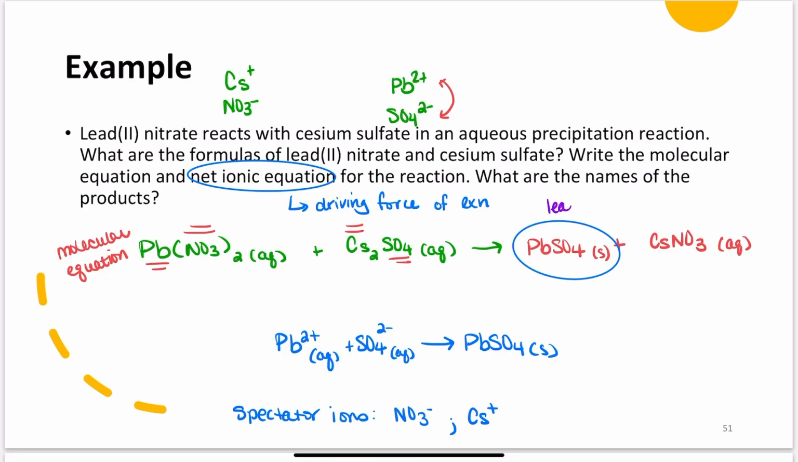So your products here, this is called lead 2 sulfate. Lead has multiple oxidation states, so we have to emphasize which one it is, and it is the lead 2 plus state, lead 2 sulfate, and cesium nitrate. Again, cesium ions and nitrate ions may be spectators, but if I took the water away, I would have cesium nitrate be formed.